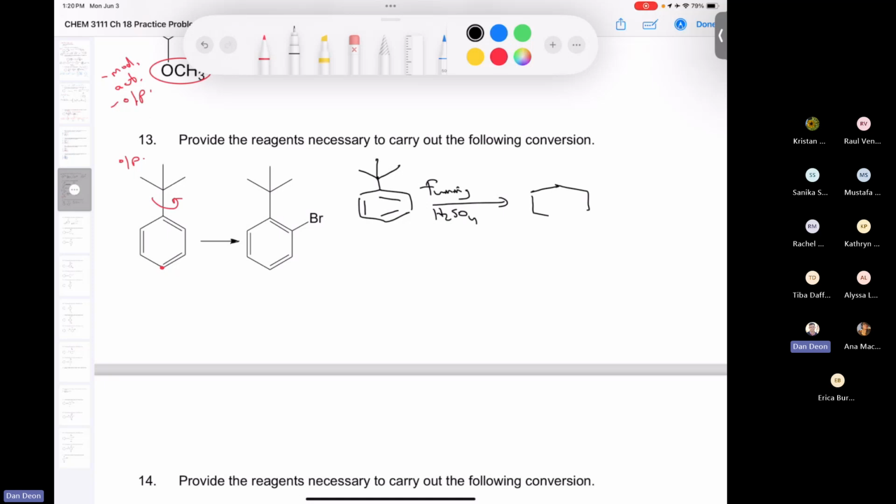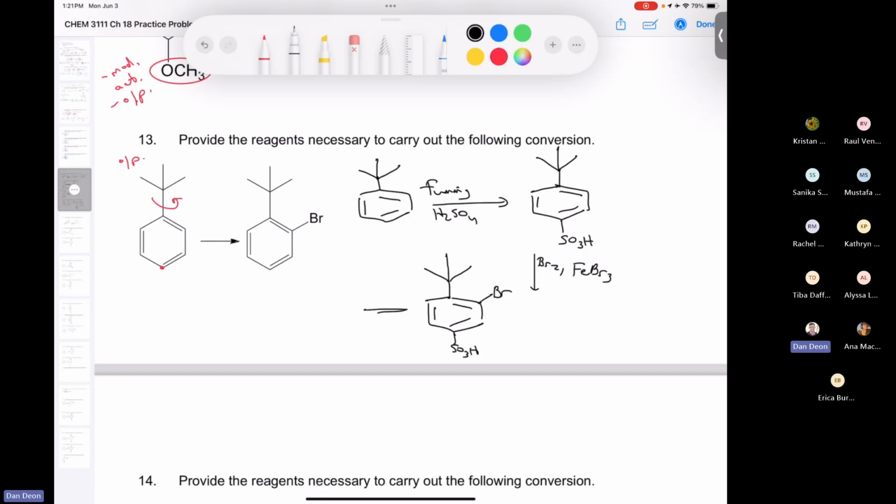And so we end up with something that looks like this. And then we have the sulfonic acid like that. Now we can put our bromine in. So I'm just going to put here bromine, Br2 and FeBr3. So we need our iron(III) bromide. And so in that case, we end up with here's my tert-butyl group. Here's my sulfonic acid. And here's my bromine.